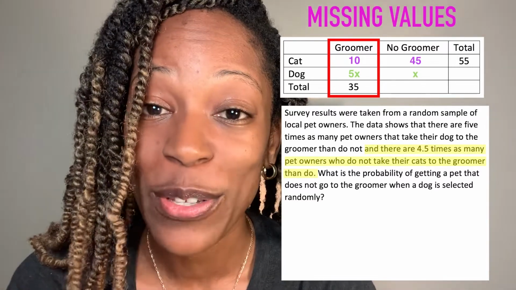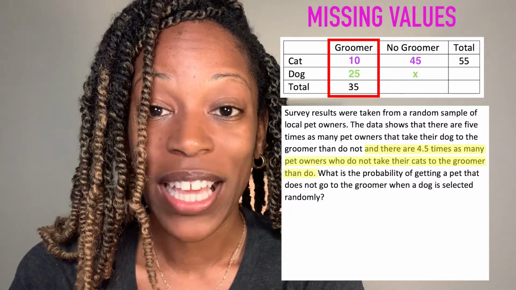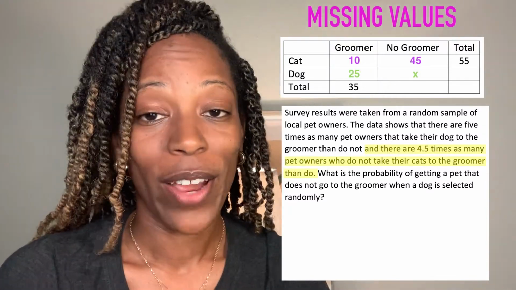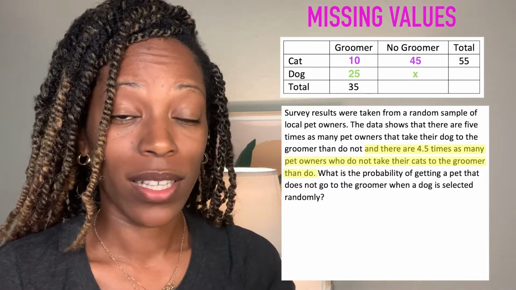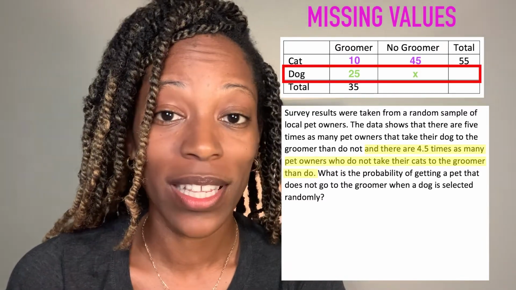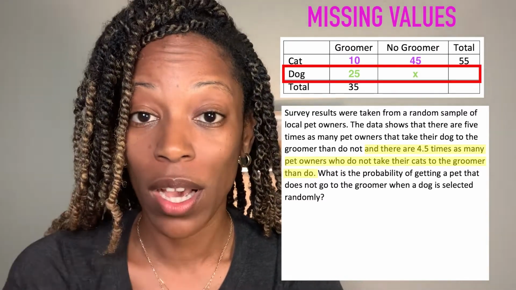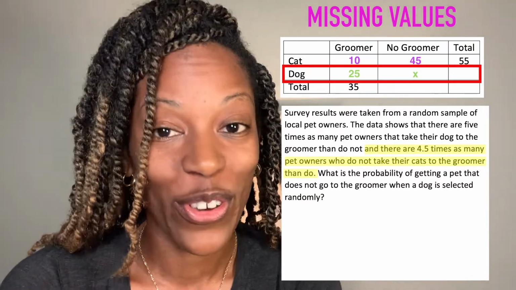Gotta keep you on your toes, baby. 25 is simply 35 minus 10. All right, so now that we know that groomed dogs is 25, what number should go into the space for non-groomed dogs? If you guess 5, you're correct.